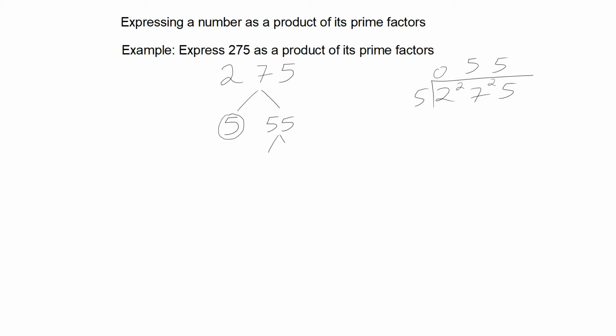I can now think about prime numbers that go into 55, 5 and 11, both of which are prime numbers, so I can circle them. I now know that I've finished because both numbers coming off the last branches are prime numbers. So I can write 275 is equal to 5 times 5 times 11.